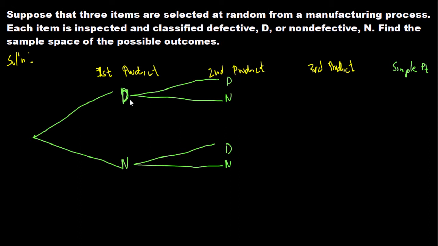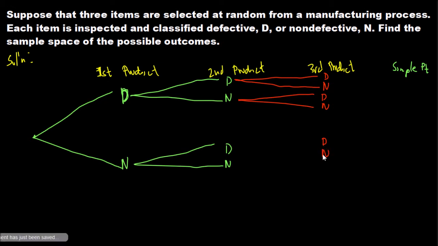If the first product is defective and the second product is also defective, we can draw also a defective. It's just that one in red so that it'll be more clear. We could draw a defective or a non-defective product. Okay, so that is the possible outcome of this process here. Now, if the first product is defective and the second product is non-defective, the third product has also two possible outcomes. It could be defective or non-defective. Then if the first product is non-defective and the second product is defective, the third product could also be defective or non-defective. Then the last one, if the first product is non-defective and the second is non-defective, then the third could be defective or non-defective.